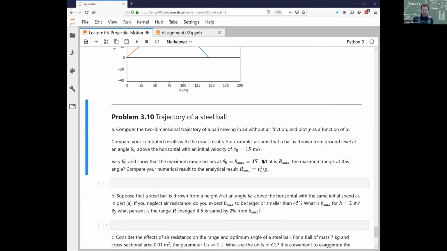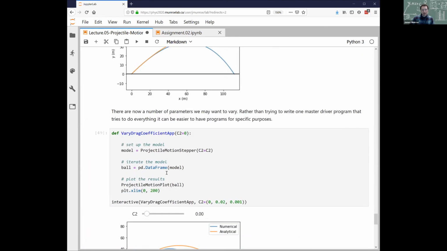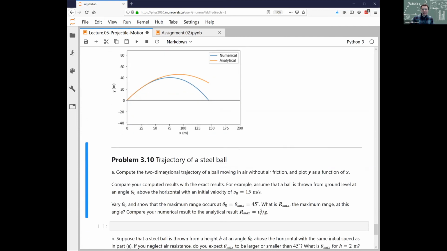So here's the question. We're looking at the trajectory of a steel ball. Compute the 2-dimensional trajectory of a ball moving in air without air friction and plot y as a function of x. Oh, that's what this lecture was about. That's interesting. The professor is asking me to do something that I did in the lecture. Exactly. I want you to do that again. What do I want you to do with this thing? I want you to compare your computer results with the exact results. Well, that's sort of like what we were doing right here.